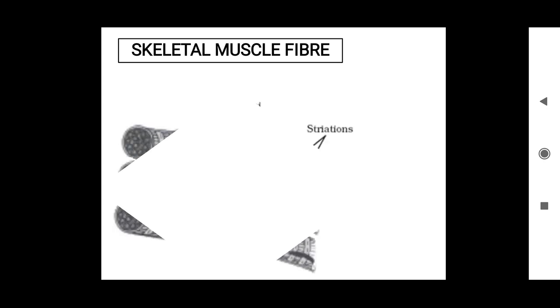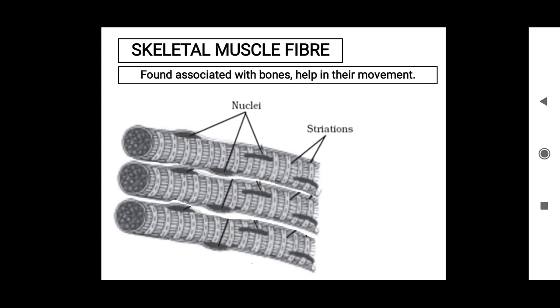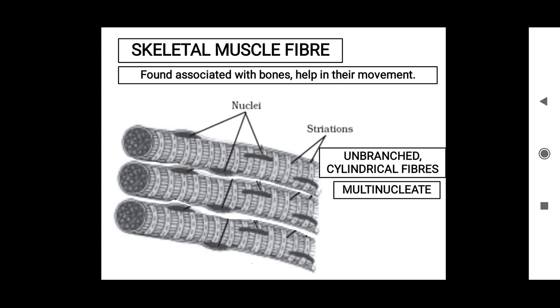Now let us look at the characteristics of skeletal muscle fibers, which are found associated with bones and they help in their movement. Now this is a picture which I have taken from your NCERT, and I have clubbed three muscle fibers to show this is how they are arranged in a muscle. They are in bundles. So the first characteristic is that they are unbranched cylindrical fibers. Unbranched, as you can see in the diagram, they are not showing any branches. They are cylindrical, means they are solid rod-like structures, and fibers because they are long cells.